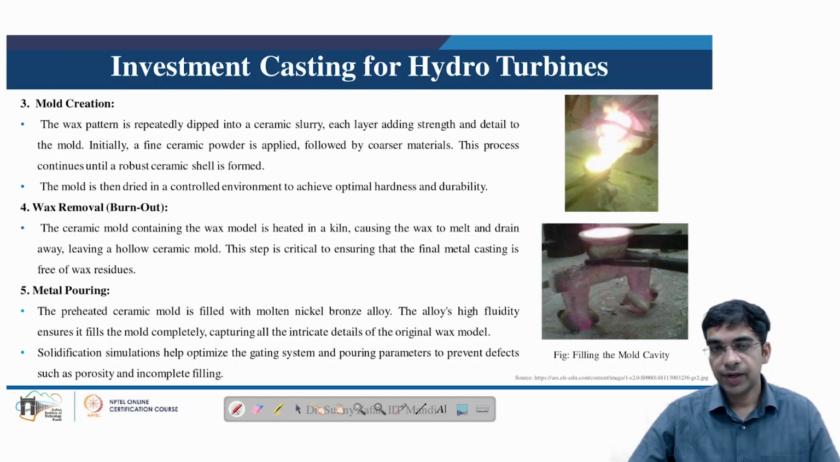Subsequently, in step number 5, we have the metal pouring, where the preheated ceramic mold is filled with nickel bronze alloy. The alloy has high fluidity, which ensures it completely fills the mold, capturing all intricate details of the original wax model. Solidification simulations help to optimize the gating system and pouring parameters to prevent defects such as porosity and incomplete filling.